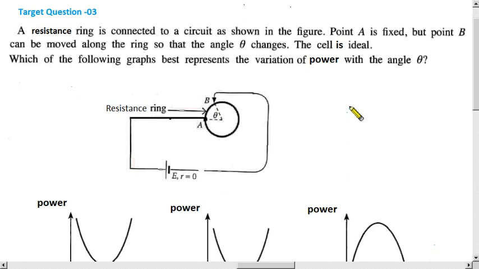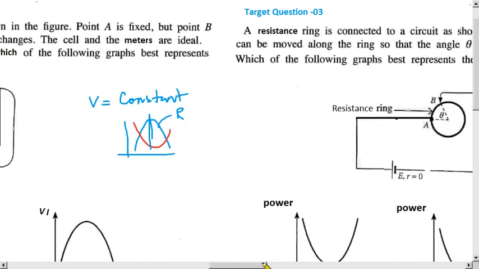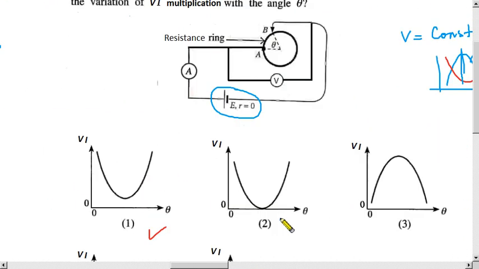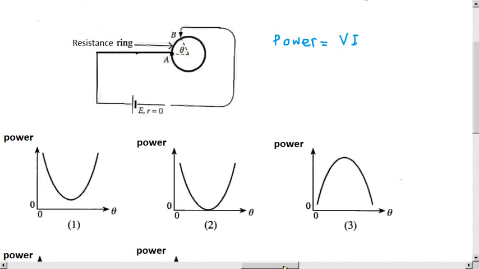So now I think you have done. I am going to show you how to solve this. Power is what? Power is the multiplication of V and I. So previously we discussed how I is changing. So therefore the first one is the answer.